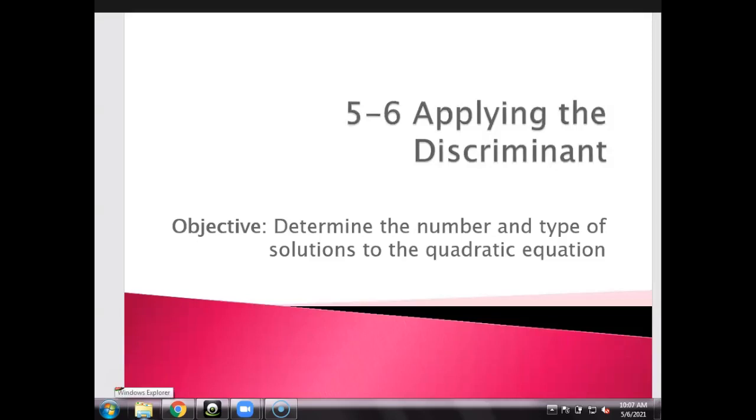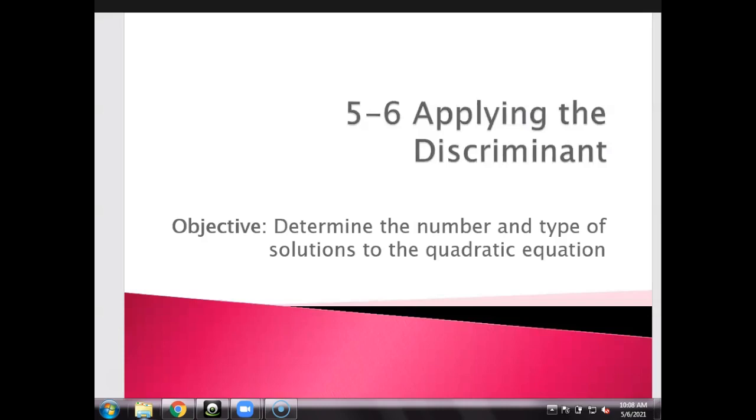So, today we are starting a new unit. We took our quiz on Tuesday on complex numbers. Today we are starting the discriminant, which is a part of the quadratic formula. The quadratic formula is a way to solve quadratic equations that cannot be factored.